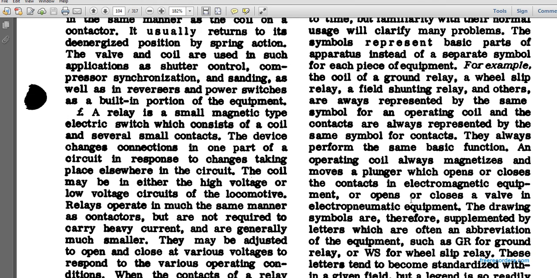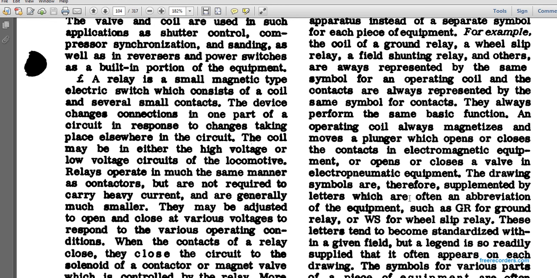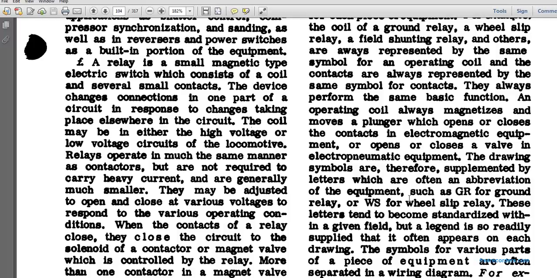The symbols are supplemented by letters which offer abbreviations for equipment, such as GR for the ground relay and WS for the wheel slippage relay. The letters tend toward standardization within a given field. The legend is readily supplied, but appears on each of the drawing symbols. The various parts of the equipment are often separated in the diagram.